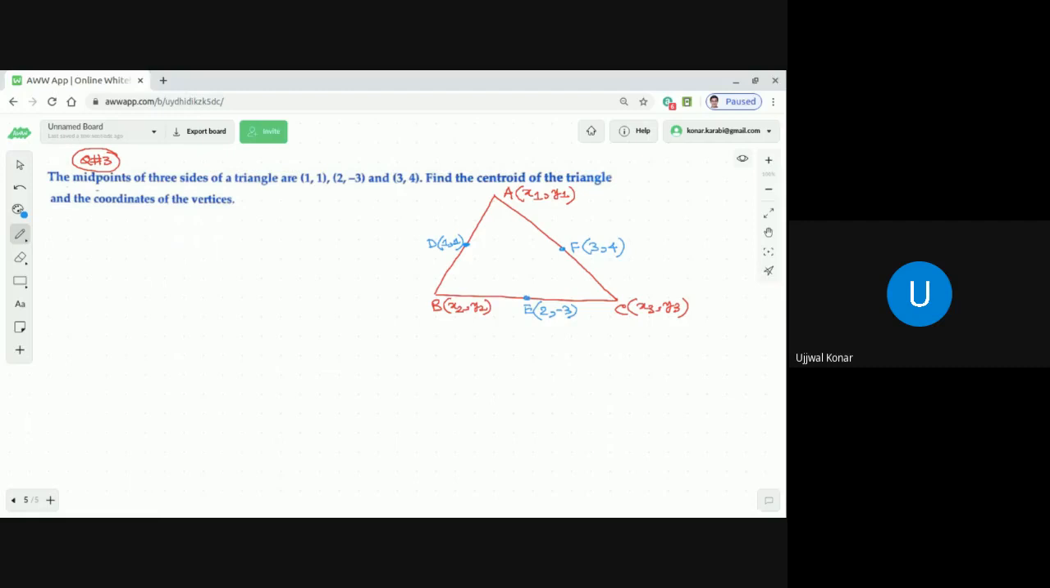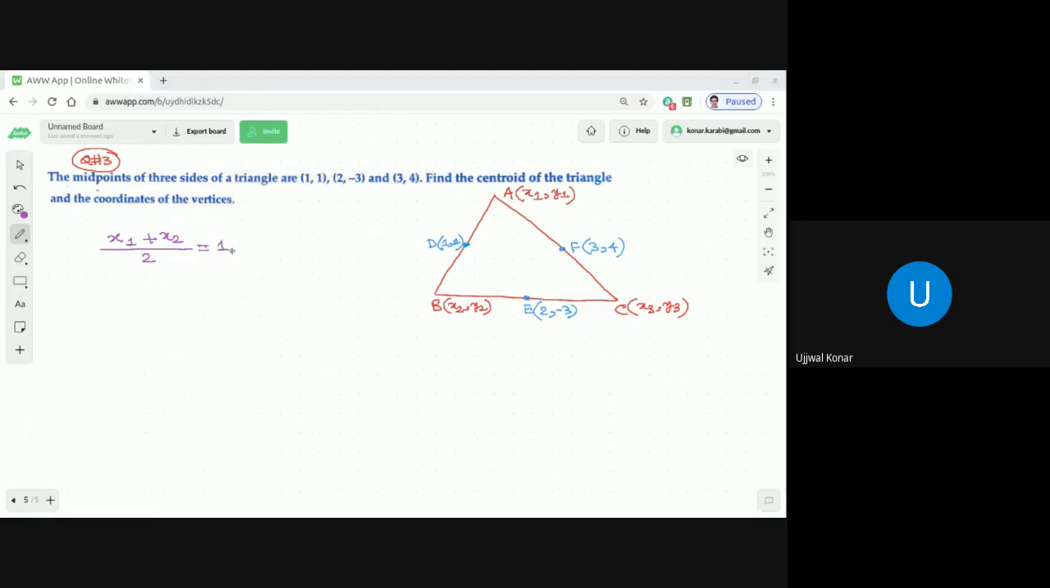And from there, what do we need to find, dear students? We need to find the coordinates of the points A, B, C and also the coordinate of the centroid of the triangle ABC. Let's see how we can achieve this. As D is the midpoint of AB, what can we write? The x coordinate of the point A plus the x coordinate of the point B, that is (x1 + x2) by 2, should be the x coordinate of the point D, that is 1.